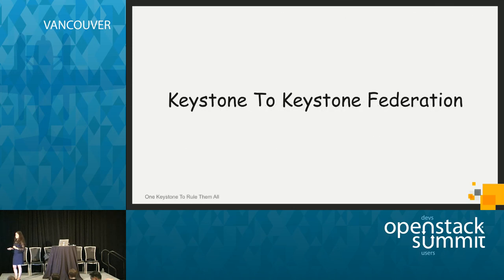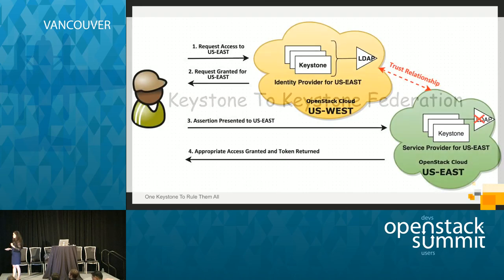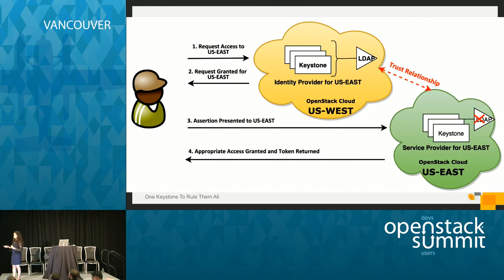So we all pretty much know from the keynote how Keystone to Keystone federation works. Here's the high level workflow. We have the West Coast Keystone running. In the East Coast, we have all the users in LDAP. In East Coast, we don't have to replicate that LDAP. We don't have to provision users in East Coast. And that's the biggest benefit of Keystone to Keystone federation.